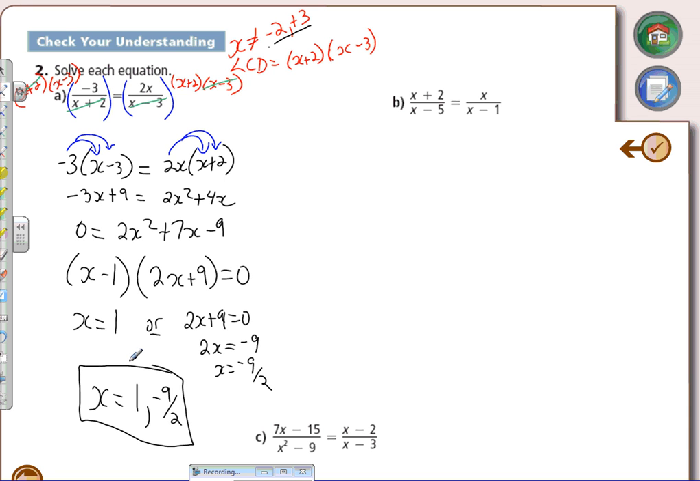B, try it yourself. And then check to see if you're getting the same answer that I'm getting. But pause it, try it yourself. NPVs, and your LCD is equal to x minus 5 times x minus 1.